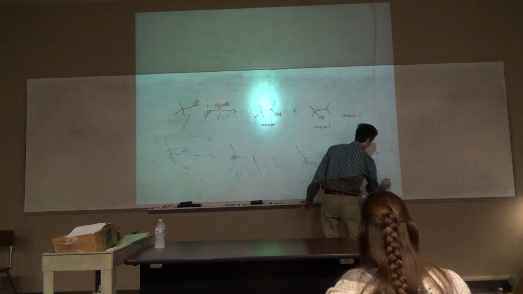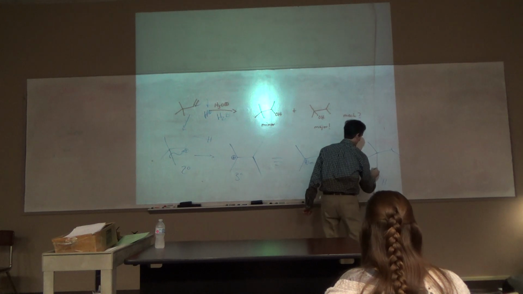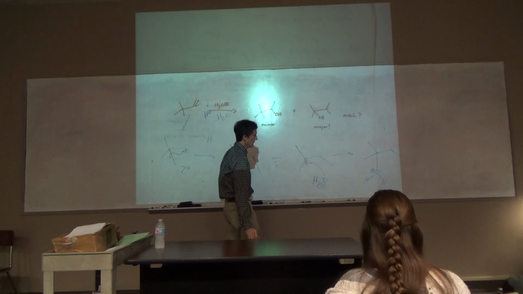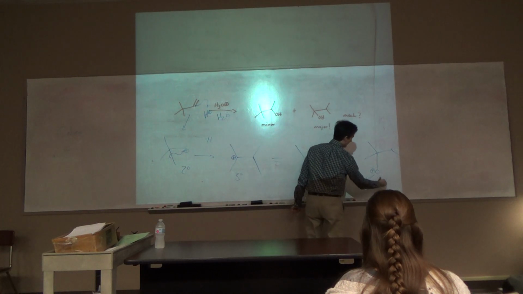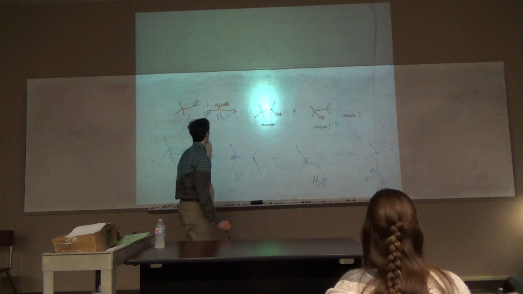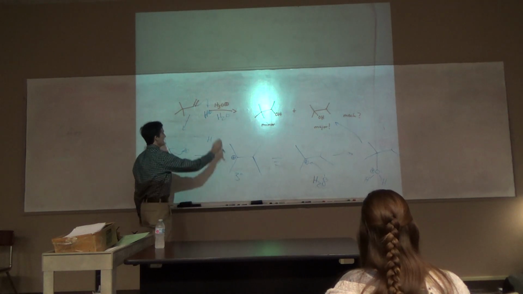Oxygen is now bonded to the carbon. One lone pair left, that's a positive charge. And then we have to lose an H. How can we lose an H? There's got to be a minus here.